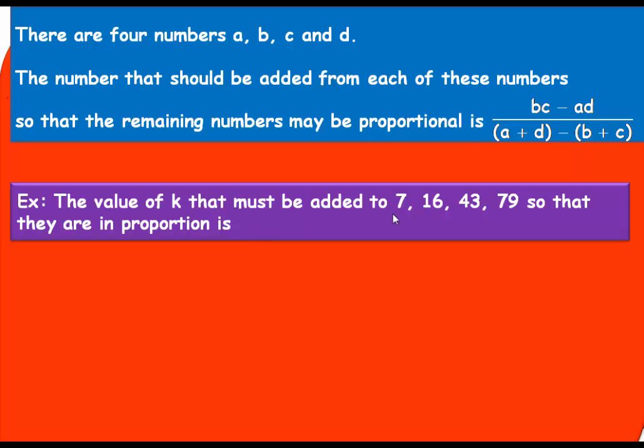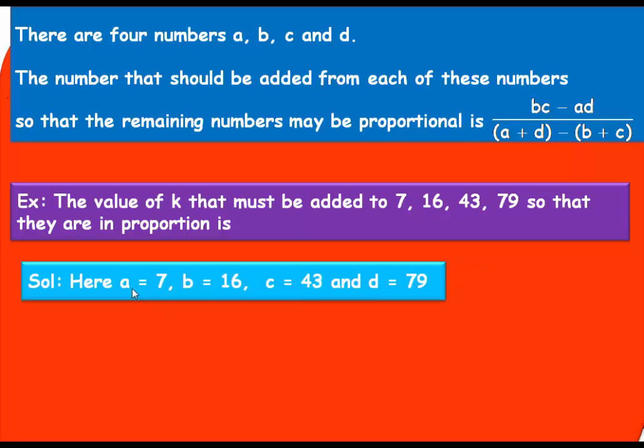Now in general the numbers 7, 16, 43, 79 are not in proportion, since the product of extremes does not equal the product of means. If we add a certain quantity to these given numbers, then the results will be in proportion. Now we find that quantity. Here comparing, A equals 7, B equals 16, C equals 43 and D equals 79.